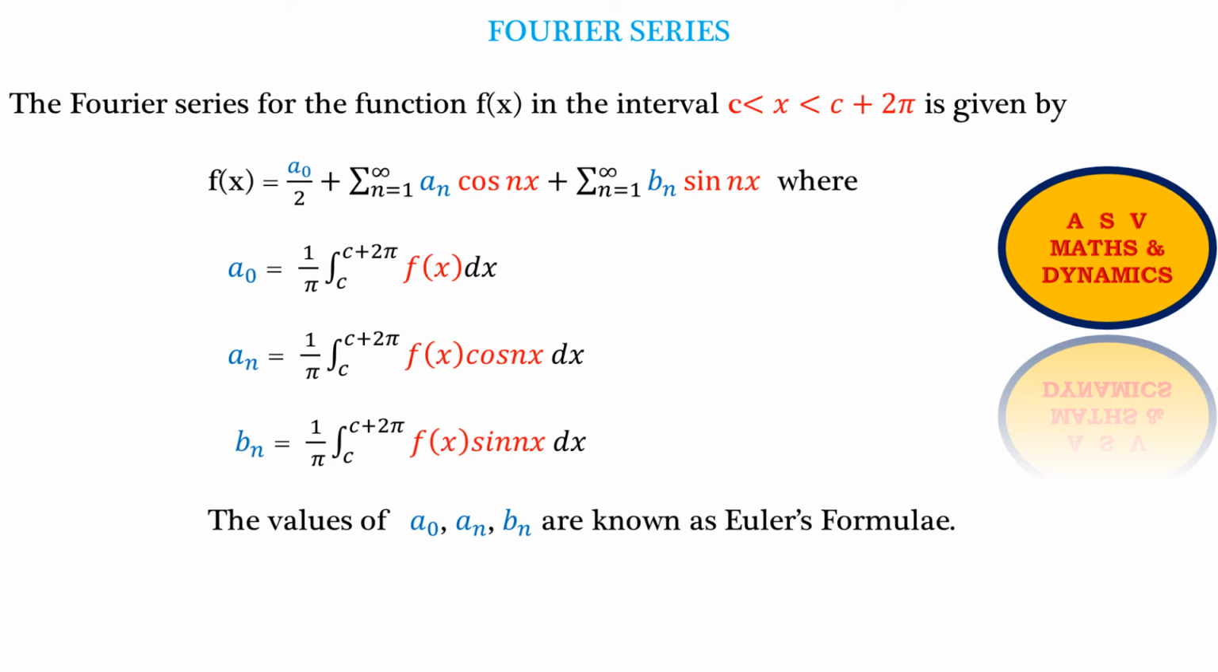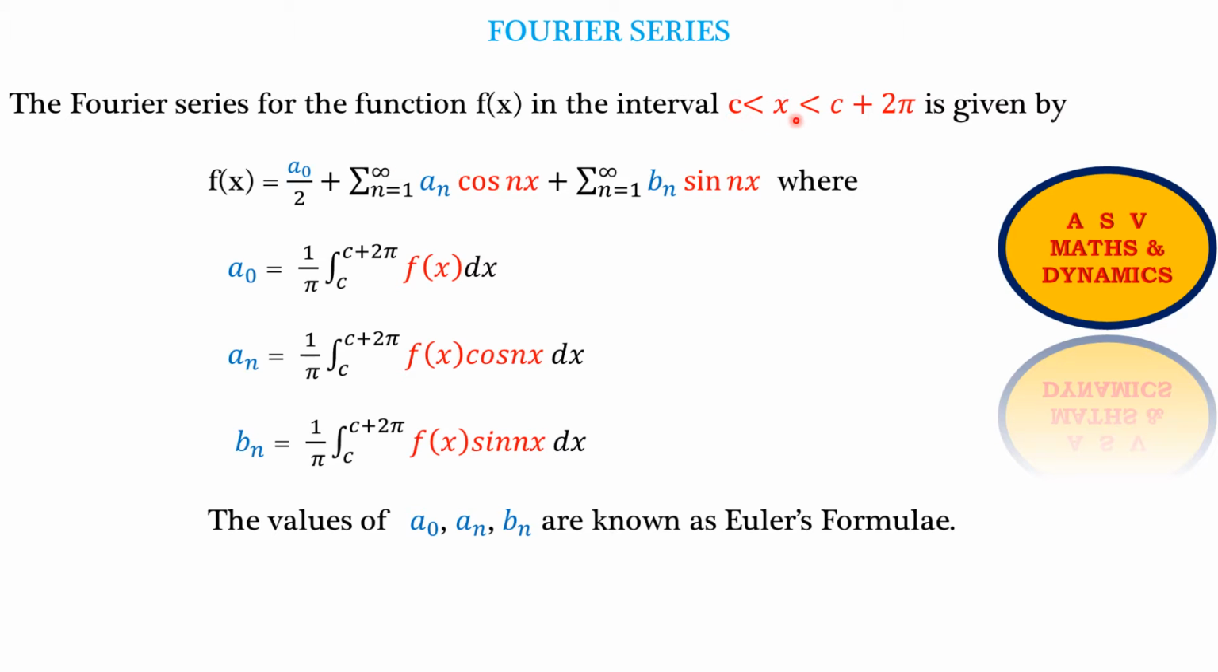Let me come to Fourier series. The Fourier series for the function f of x in the interval c less than x less than c plus 2π is given by f of x is equal to a naught divided by 2 plus summation n equal to 1 to infinity a n cos nx plus summation n equal to 1 to infinity b n sin nx. So this is the Fourier series for this interval.